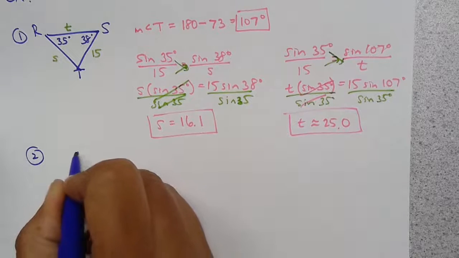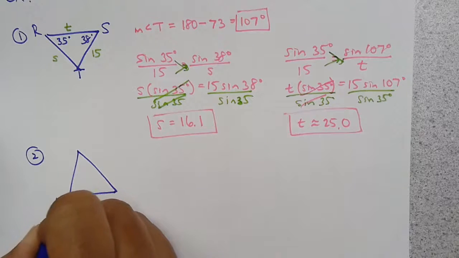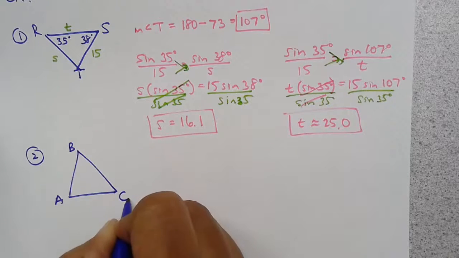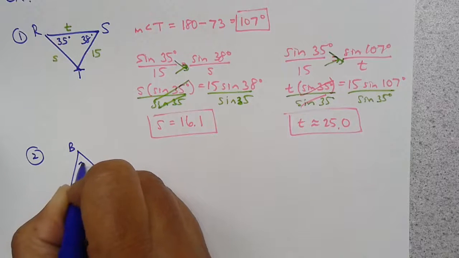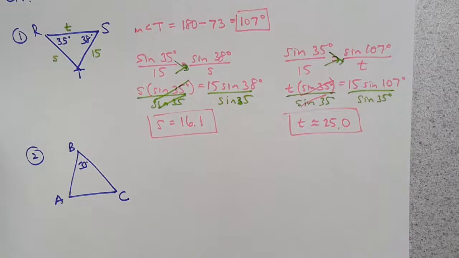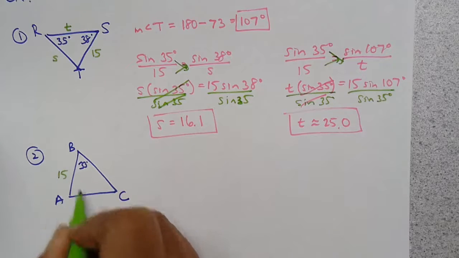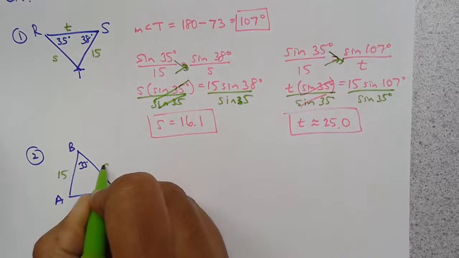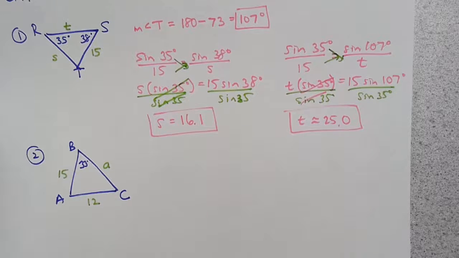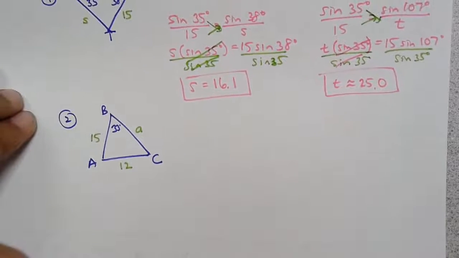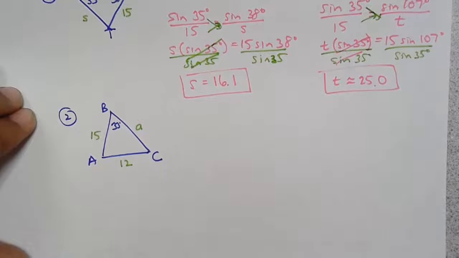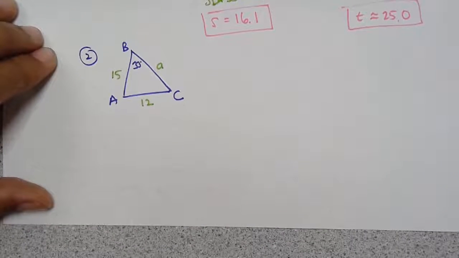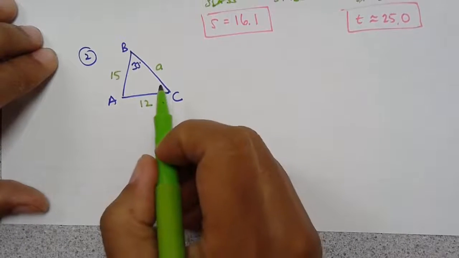So we have triangle ABC. This is 33 degrees up here. And I know that this side length here is 15. This side is 12, and I want to solve for this side as well, A. All right, let me scoot this down a little bit for myself. Okay, so let's go ahead and look at the information that I have.